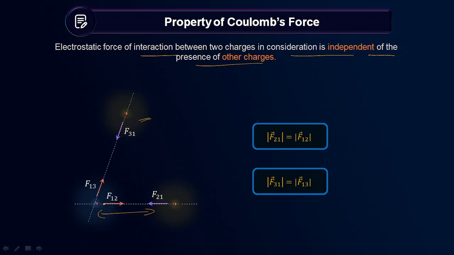So here now, whatever force was exerted on first charge by second charge, whether third charge is there or not, these forces will remain the same. Their interaction will remain the same. So force of 2 on 1 will be equal to force on 1 due to 2. Similarly, force on third due to 1 and force on first due to third, that will be the same.